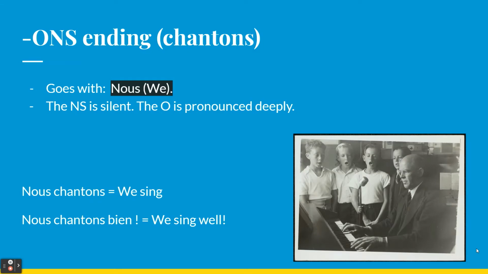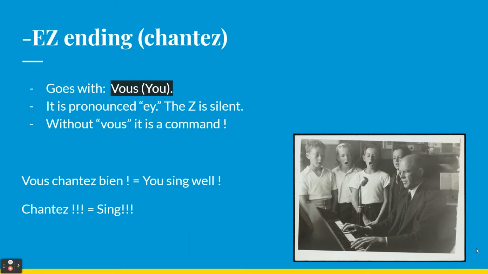The ONS ending always goes with the word nous, which means we. The NS is silent and the O is pronounced deeply. Nous chantons means we sing. Nous chantons bien means we sing well. I have to use the ONS in those sentences because they start with the word nous.